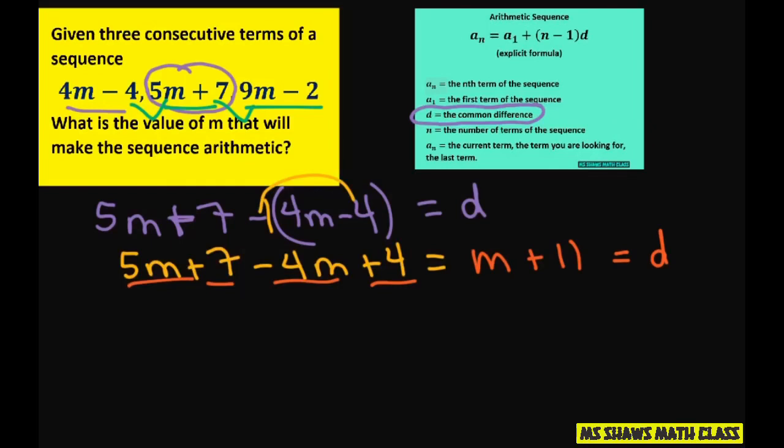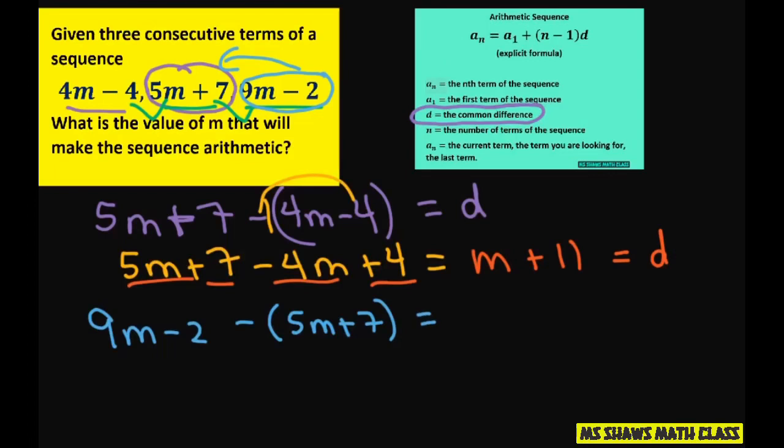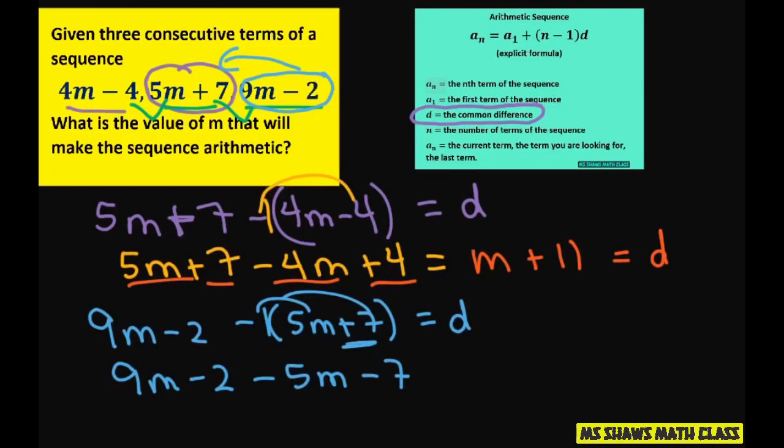So let's do this again with 9m minus 2. I'm looking at this term, and I'm going to subtract the previous term, minus (5m plus 7). And that equals your d. So you get 9m minus 2. Don't forget to distribute the negative, so it's minus 5m minus 7. Don't forget to negate that 7. And that's going to equal 9m minus 5m, which is 4m, and negative 2 minus 7 is negative 9.